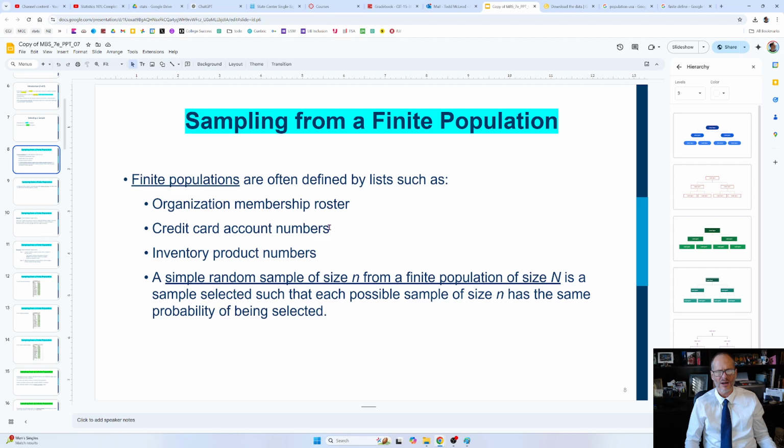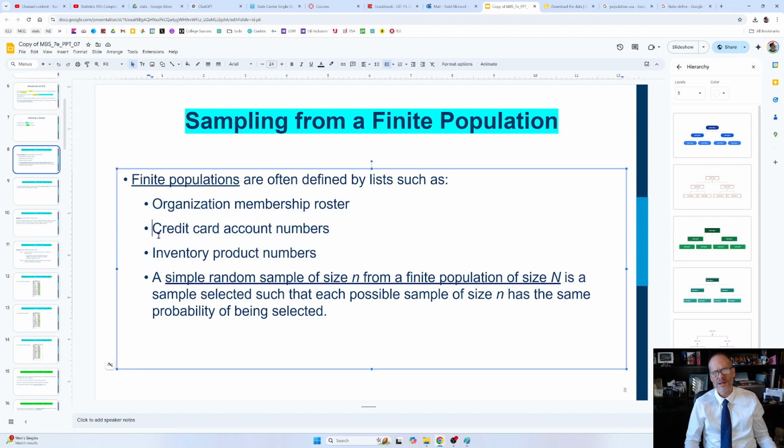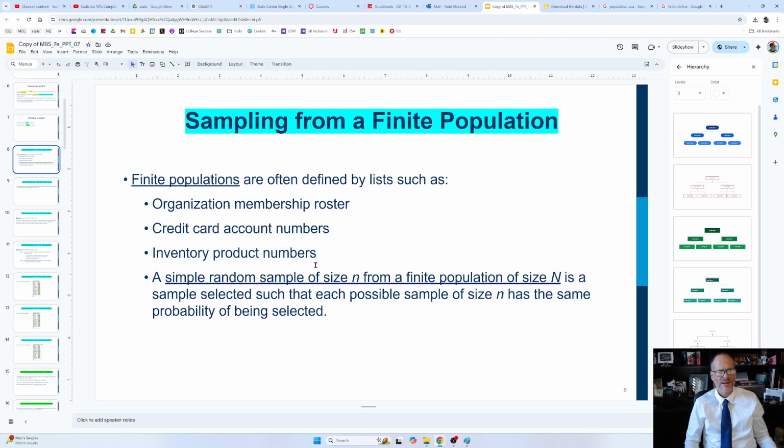It's limited. Credit card account numbers, right? Limited. Theoretically, we could keep adding and adding, but there's a limit to it. Inventory product numbers, simple random. So those are examples of finite populations. These aren't the best for me, actually. So let's go to ChatGPT.